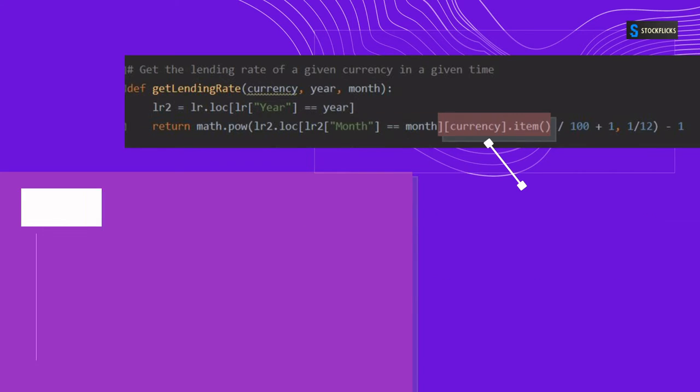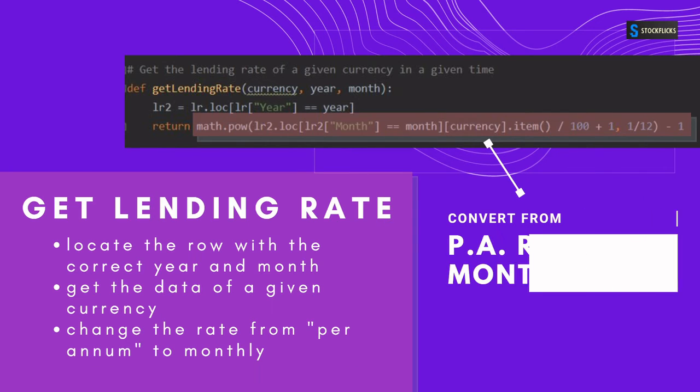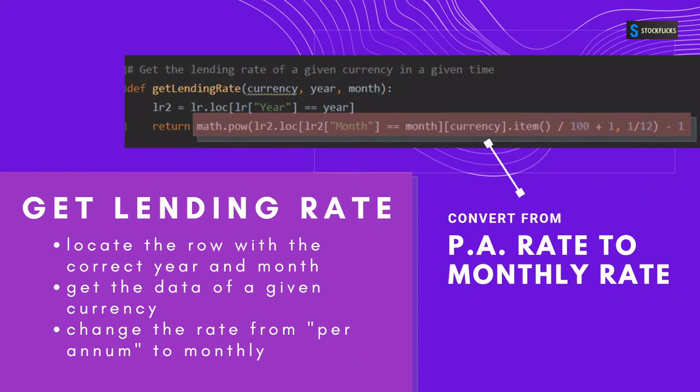We then retrieve the item value of the given currency. Use the item method to get the item from the data frame. Remember to divide it by 100 as it is a percentage, and convert it from per annum to monthly rates.